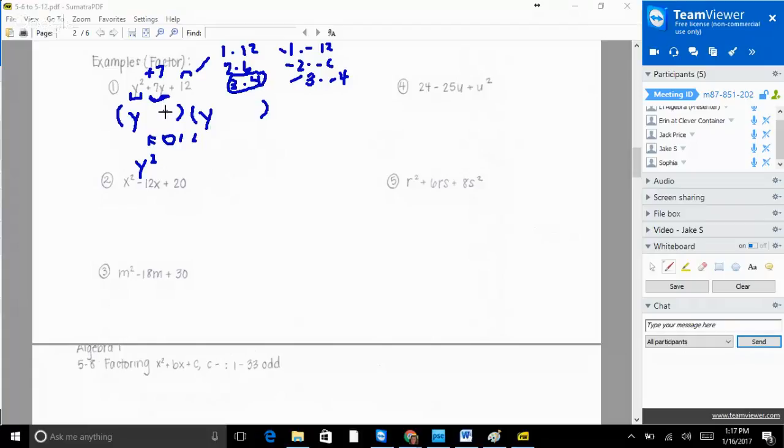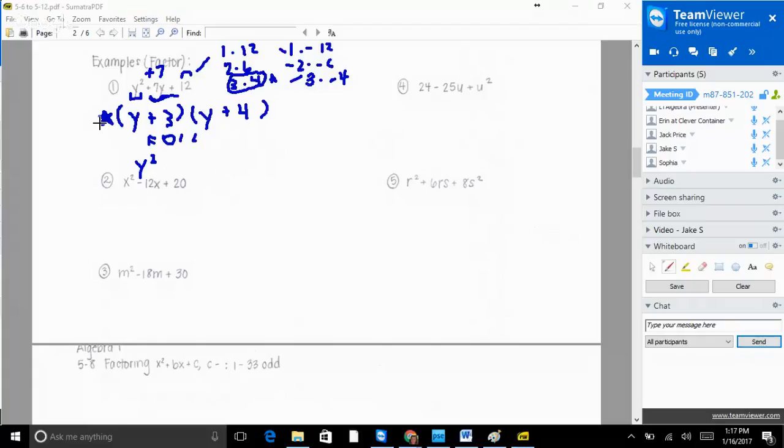Okay, so I think I want to use 3 and 4. And I want to use the positive version because I have a positive 12 and a positive 7. So I want everything to just be positive. Okay, so what you're literally going to do when you factor is you're going to make a good guess. Not a complete, out of the blue guess. You're going to make an educated guess, right?